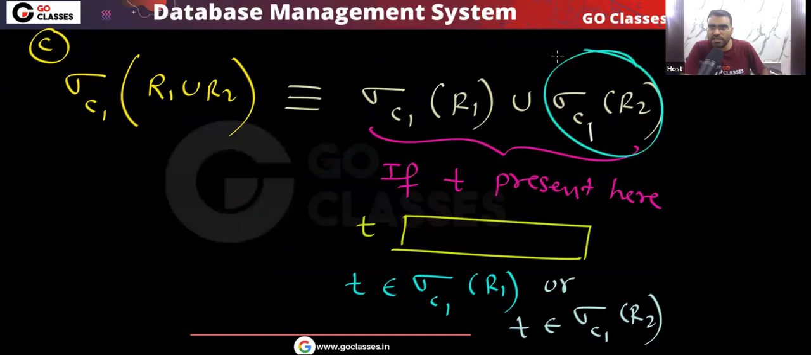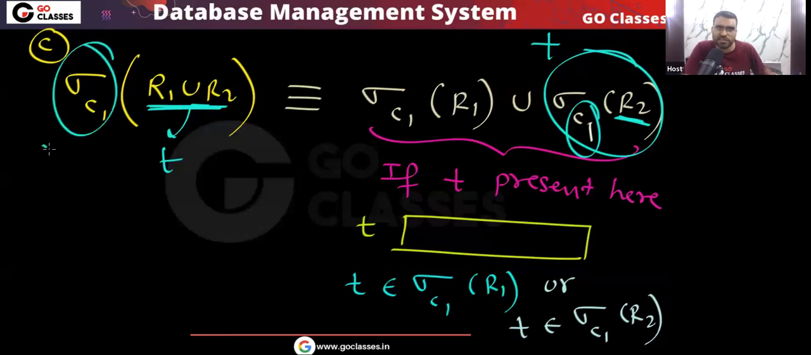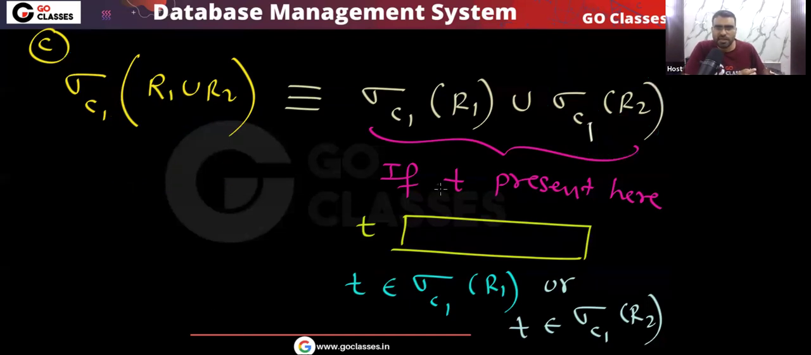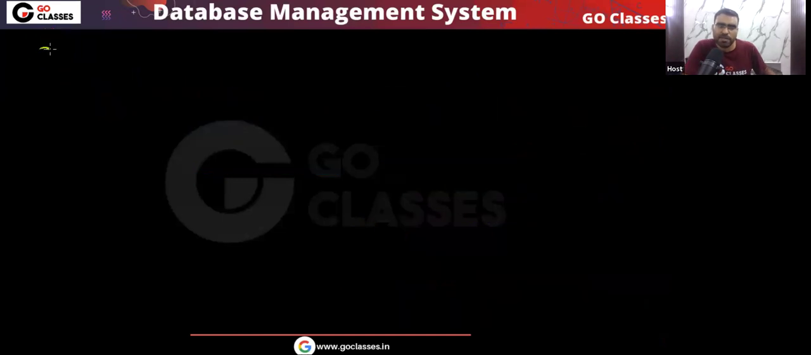Similarly, you can do the other. If tuple T is coming from here, it means T belongs to R2 and T satisfies condition C1. So if T belongs to R2, then T will belong here and T satisfies C1, so T will come here. Finally, if T is present in the RHS, then T will be present here. So I can say LHS and RHS are equivalent. Is this clear?